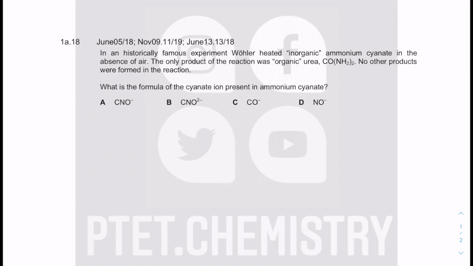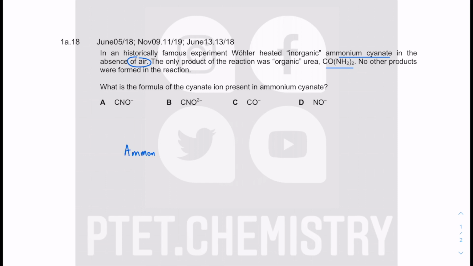We have this inorganic ammonium cyanate. So the only product of this reaction was organic urea. So in the absence of A, that means you are not introducing oxygen. Nitrogen in the A is the one that's unlikely to react because of very strong activation energy for that nitrogen to react. So just by heating up in the absence of A, you don't have any oxygen, which means ammonium cyanate is going to give you all of this urea, which means all of this urea comes from ammonium cyanate.